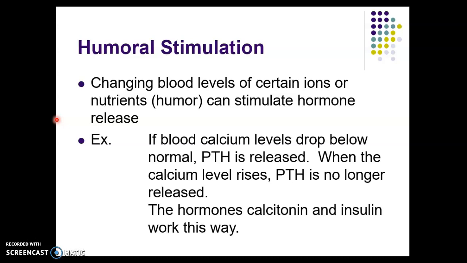And the example I have here, if blood calcium level drops below normal, it's going to stimulate the parathyroid gland to produce parathyroid hormone. Parathyroid hormone is then going to activate osteoclasts in the bone, chapter 5, cause them to break down bone matrix, and release that calcium into the bloodstream. We get back up to homeostatic level, and parathyroid hormone release is going to stop.